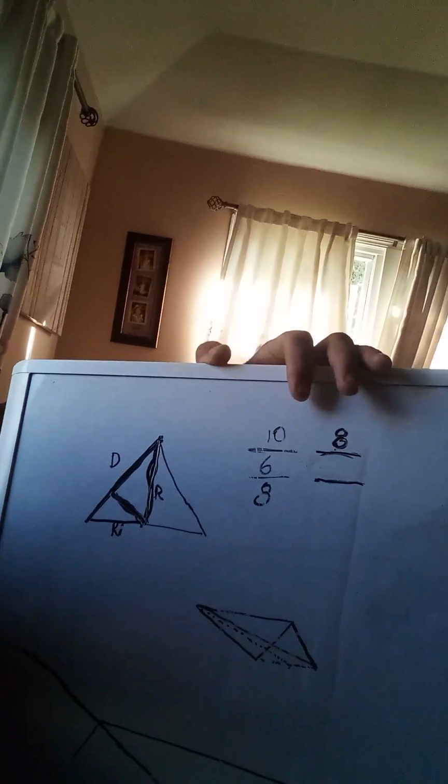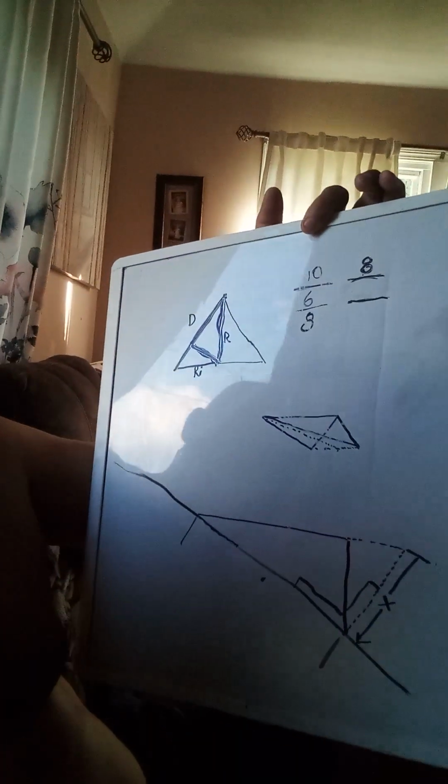So I believe that's 4.8. I can't really do the calculator right now because I'm holding everything. But that's your critical dimension for the other part of the ratio.